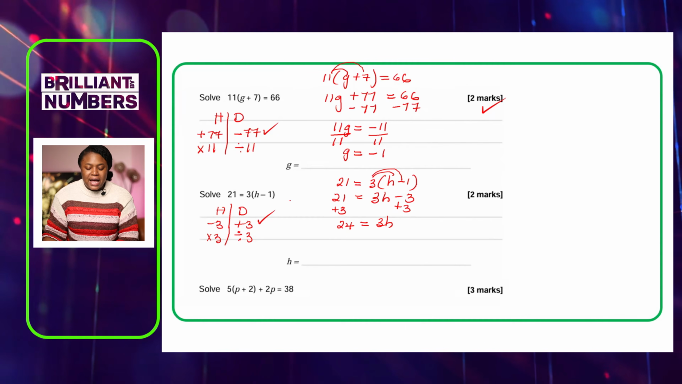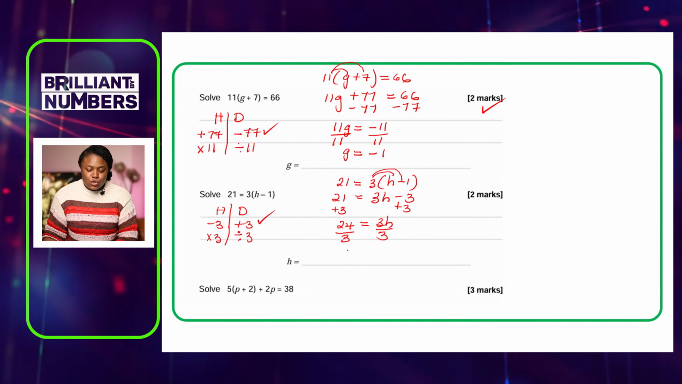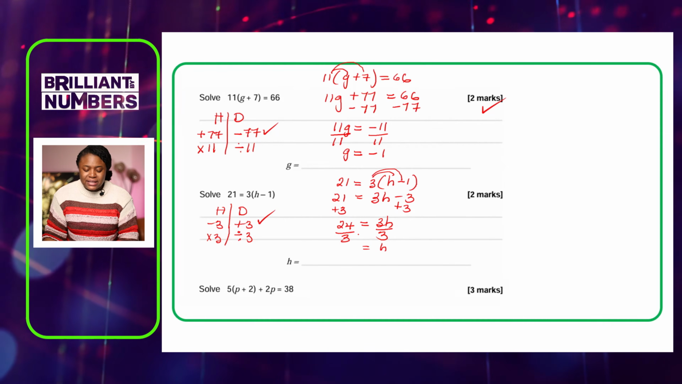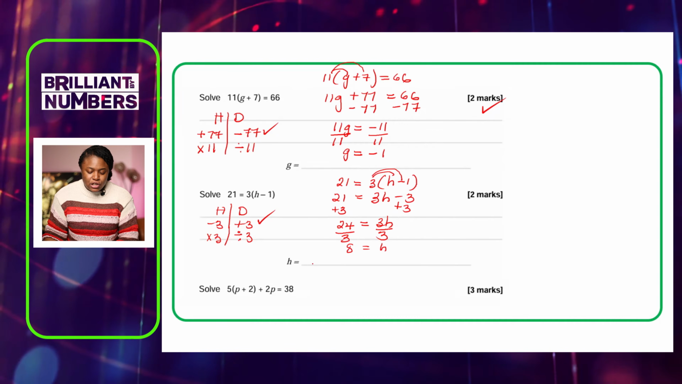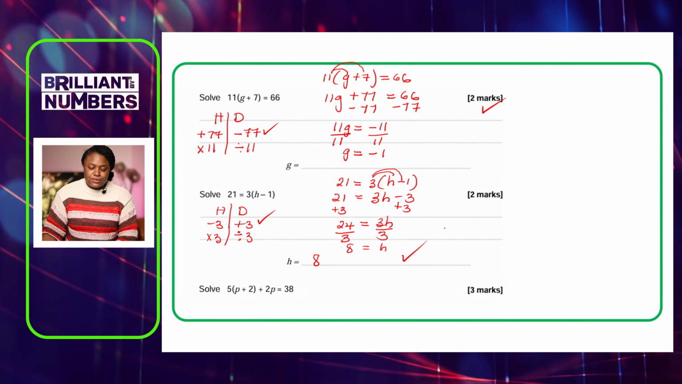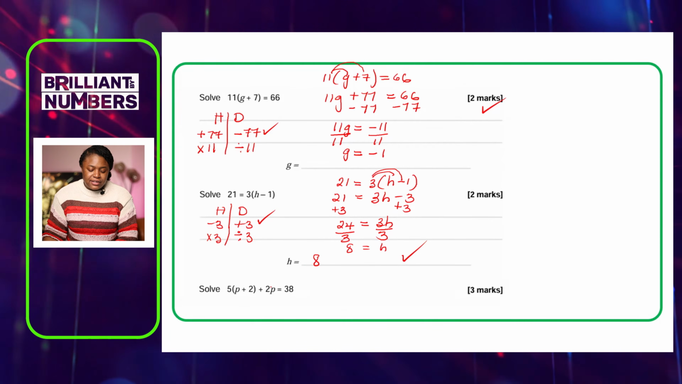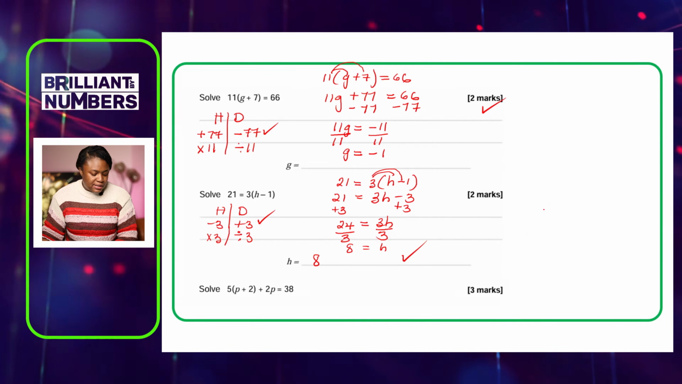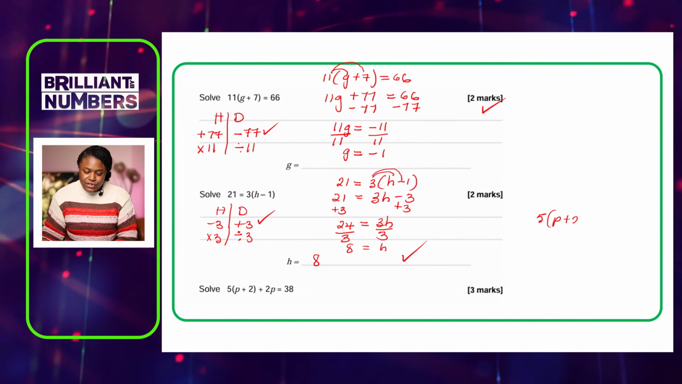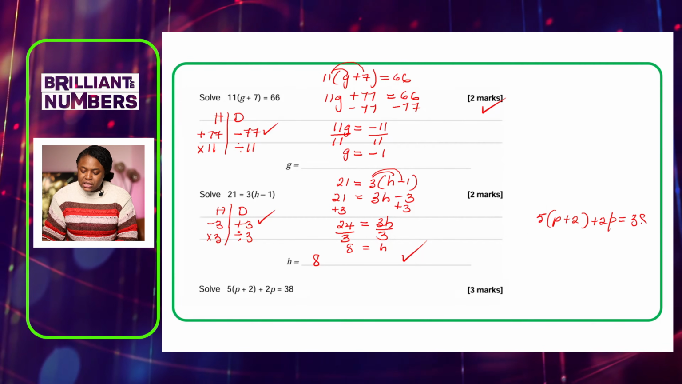Check that off. I now need to divide by 3 on both sides. So we get h on the right hand side. 24 divided by 3 is 8. So h then is equal to 8. We check that off. Next one we need to do is 5p. So I'm just going to rewrite that here in this nice space. So 5 bracket p add 2 plus 2p is equal to 38.